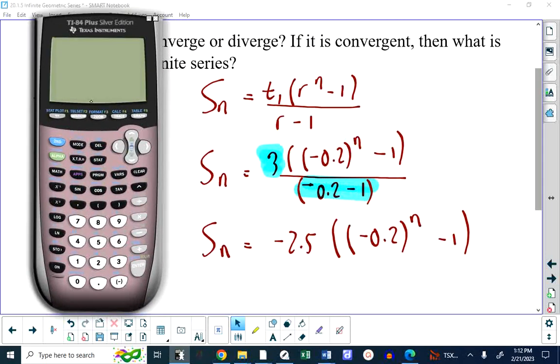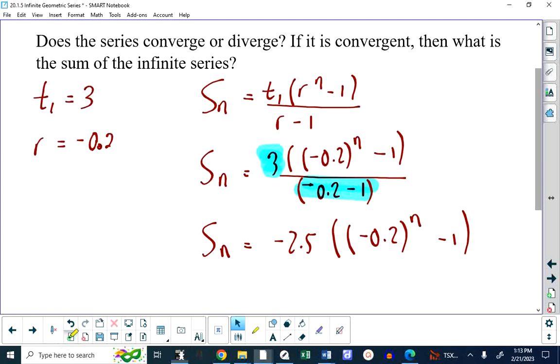For y1, of course, we don't have n, we're using x, so I'm going to put negative 2.5 times, in brackets, another set of brackets, negative 0.2, close the brackets on the r, raise that to the x, then minus 1, then close the brackets on the whole deal. And I want to start at S1. Okay.